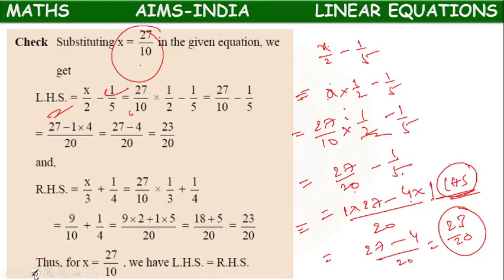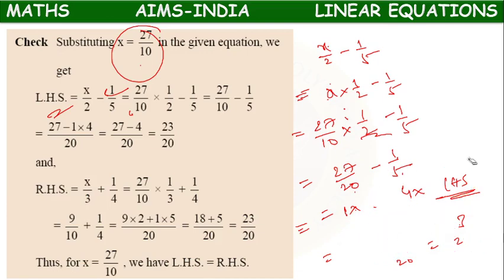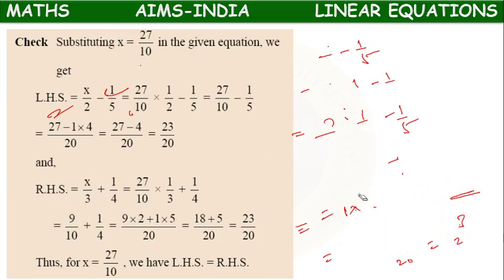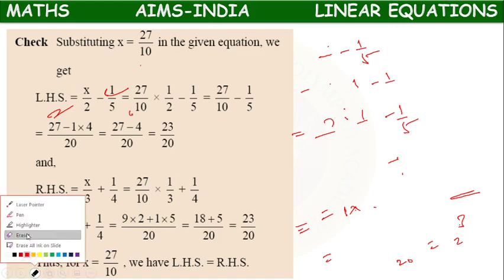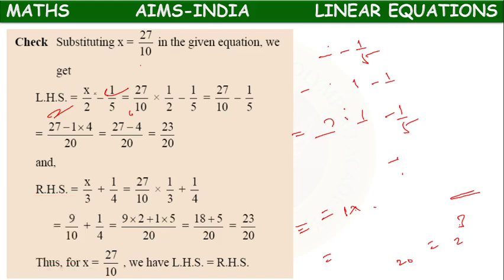In the same way, we can find the value of the RHS. Here they have already given the RHS: x by 3 plus 1 by 4. We can write x into 1 by 3. 27 by 10 into 1 by 3 plus 1 by 4. We can cancel: 3 nines are 27, so it is 9 by 10 plus 1 by 4.